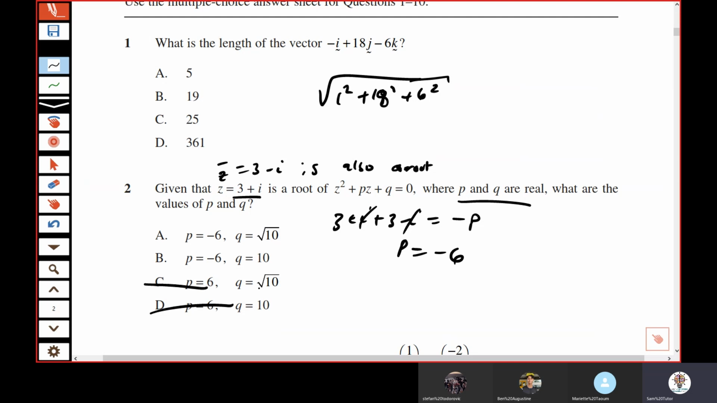Yeah? No? Maybe? I'm confused. Ben, talk to me. What's happening? 3 plus i times 3 minus i is equal to q. 9 plus 1. Q equals 10. Remember, it's multiple choice, so no one cares about your working out, but whatever. I know, all good?